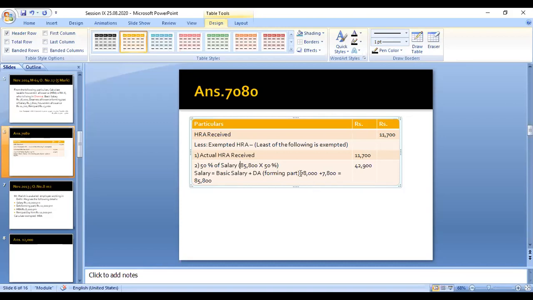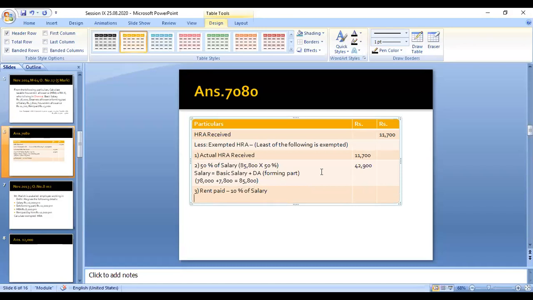So this is the basic salary given in the question, 78,000. Plus DA 7,800, total 85,800, and from this you have to take 50%. So the second amount is also calculated. Next one is the third amount. What is the formula? Rent paid minus 10% of salary. The salary I have already calculated. The rent paid is given in the question.